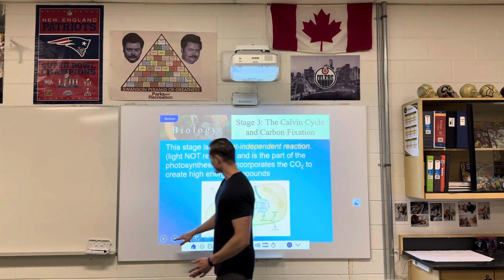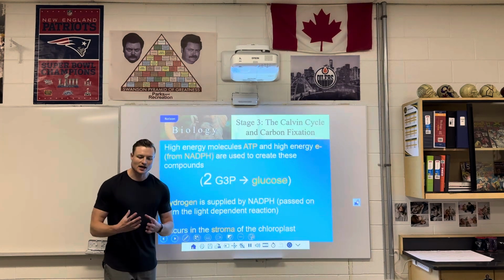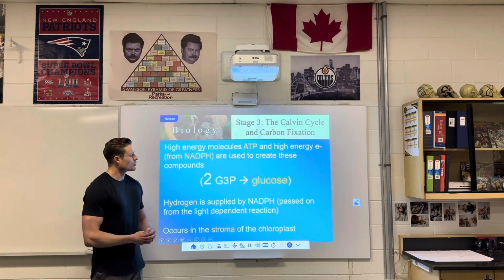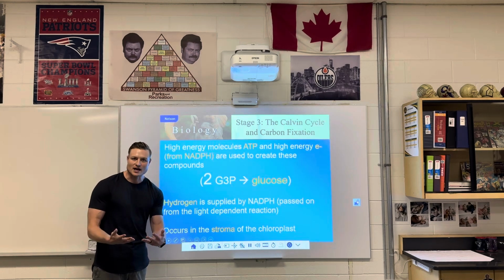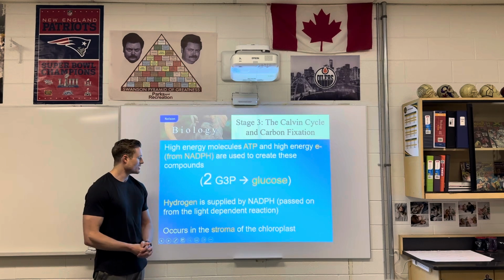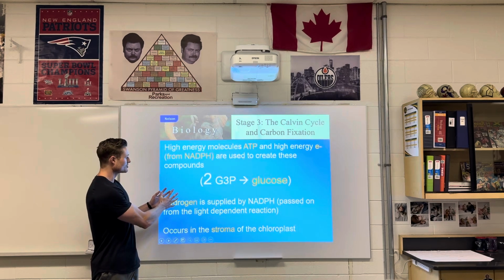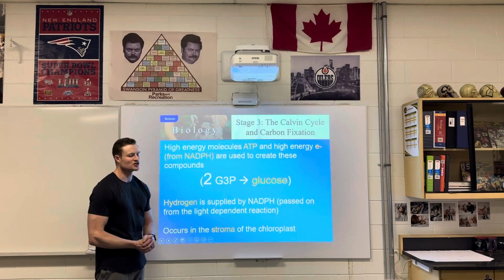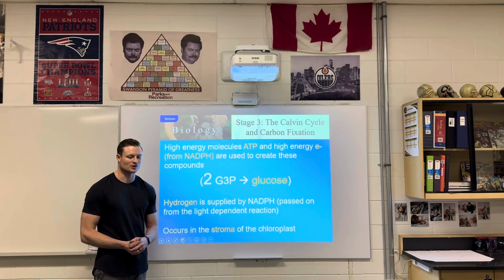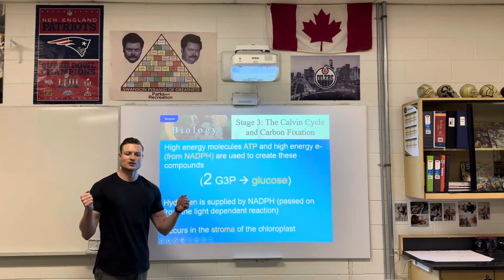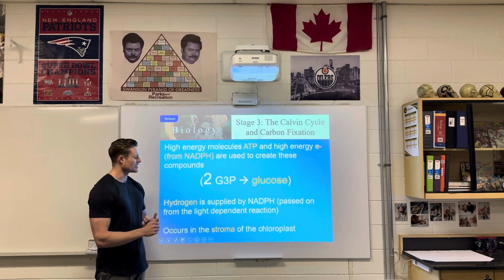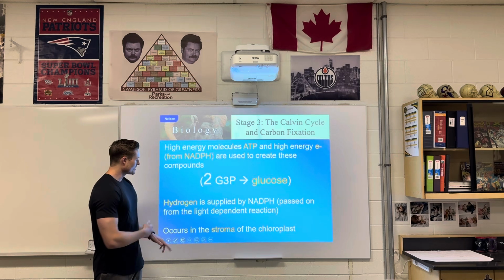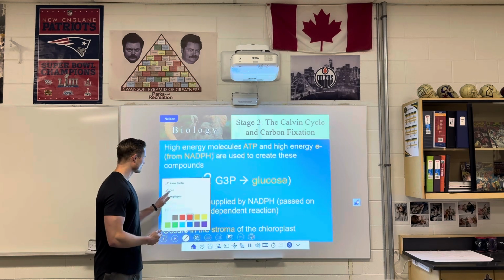So what we're going to do is take energy from those high-energy ATP molecules. We're going to take electrons from those NADPHs, those electron carriers that we created in the first step, and we are going to use the CO2 to create two molecules of G3P, which is essentially like half the glucose. When you take two G3Ps and you stick them together, you get one molecule of C6H12O6 or glucose.